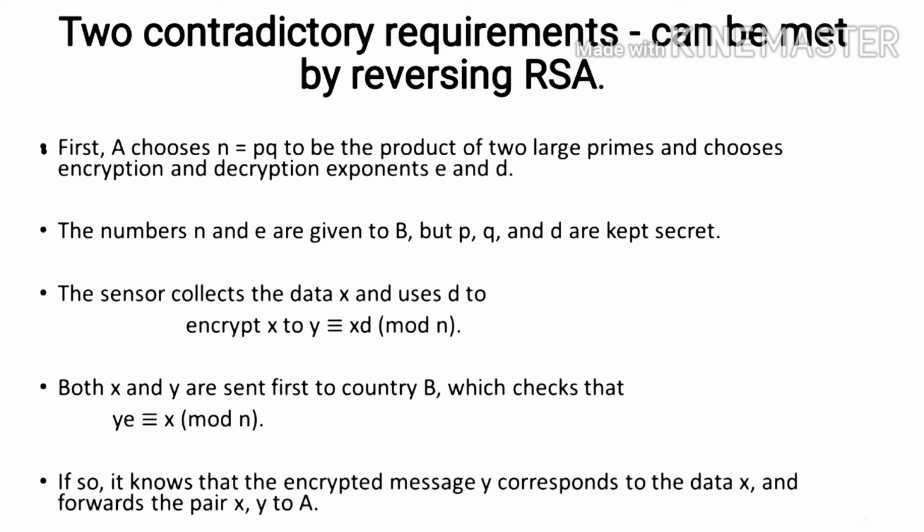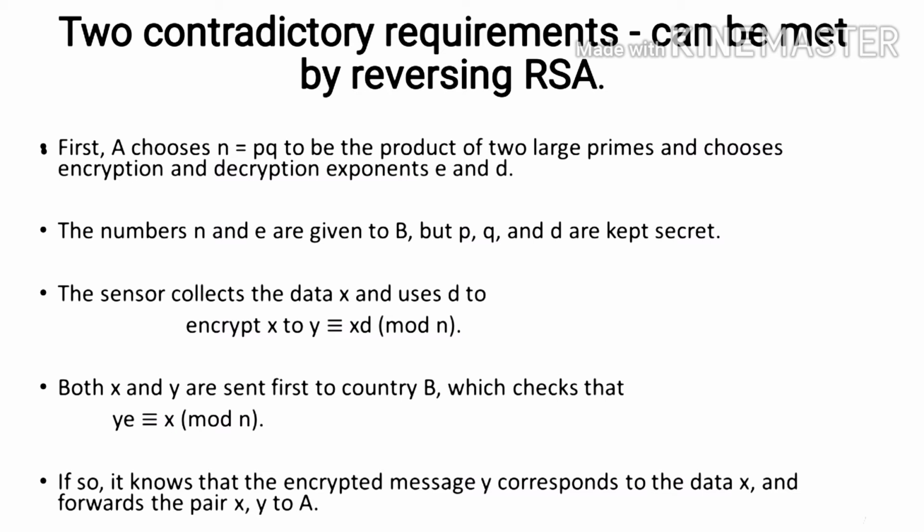First, A chooses n equal to pq, the product of two large primes, and chooses encryption and decryption exponents E and D. The number n and E are given to B, but p, q and D are kept secret. The sensor collects the data X and uses D to encrypt X to Y congruent to X to the power D mod n. Now, both X and Y are sent first to country B. Country B checks that Y to the power E is congruent to X mod n.